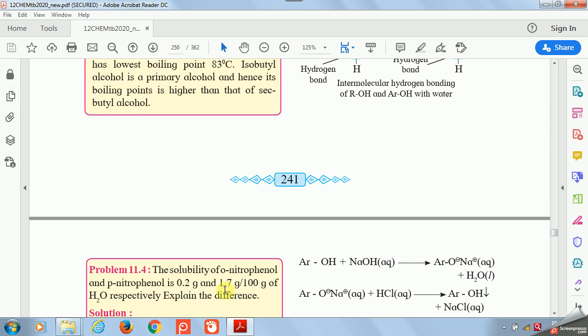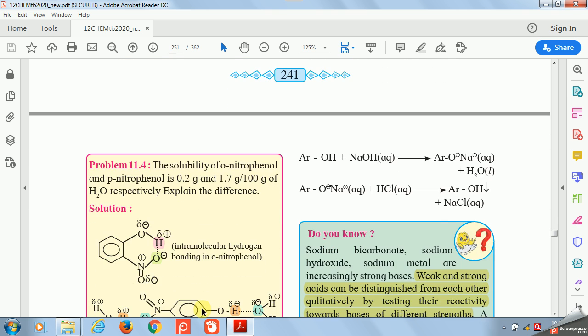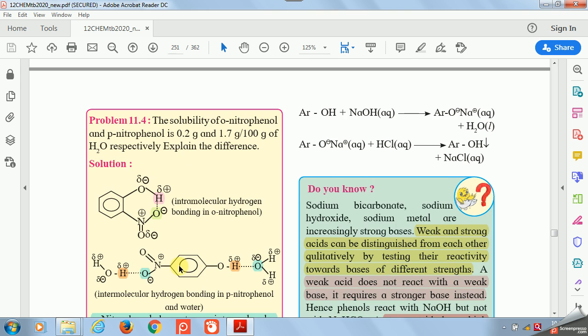One question is there: the solubility of orthonitrophenol and para-nitrophenol is 0.2 gram and 1.7 gram per 100 gram of water respectively. Explain the difference. If you observe the structure of orthonitrophenol and para-nitrophenol, this is orthonitrophenol. Within that same molecule, the hydrogen of the OH group and the oxygen of the NO2 group get attracted towards each other, and there is a hydrogen bond in the same molecule. That's why it is called intramolecular hydrogen bonding.